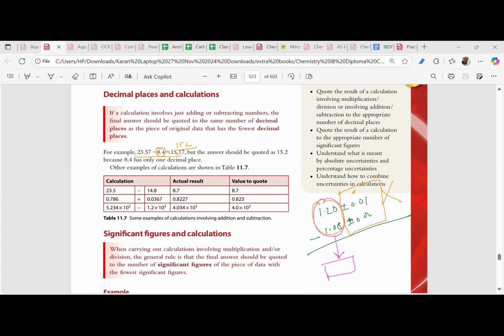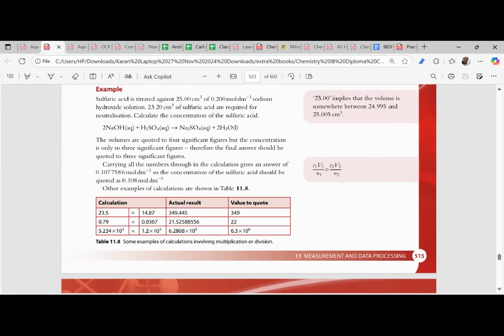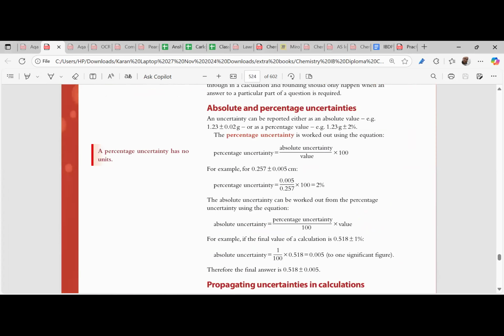Now, if you have to multiply two main values or divide two main values, how to represent the multiplication or the division result? By the minimum significant figures of these two values, right? Is it clear? Get my point? So we are multiplying this by this. What is the minimum number of figures? 3. So you represent this as 3 significant figures. Got it? Now come to the part of the uncertainty values.